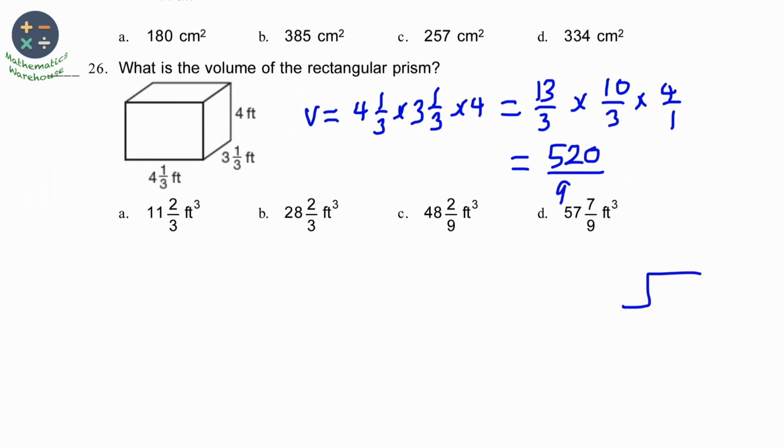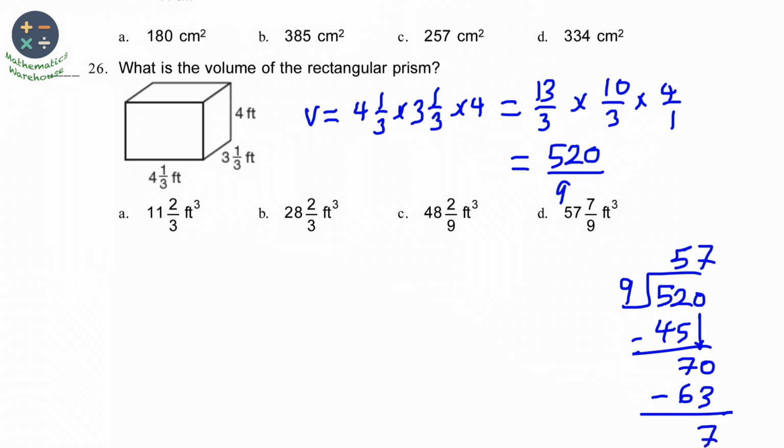9. So now divide 520 by 9. 52 divided by 9 equals 5. 5 times 9 equals 45. Subtract equals 7. Bring down next digit, which is 0. Now 70 divided by 9 equals 7. 7 times 9 equals 63. Subtract, it would be 7 remainder. So the answer, the whole number will be 57. The numerator will be 7 and denominator would be 9, which is D. So the answer is D.